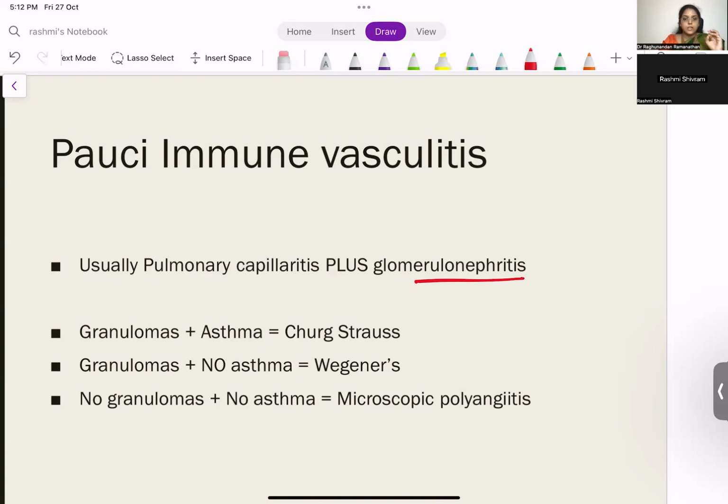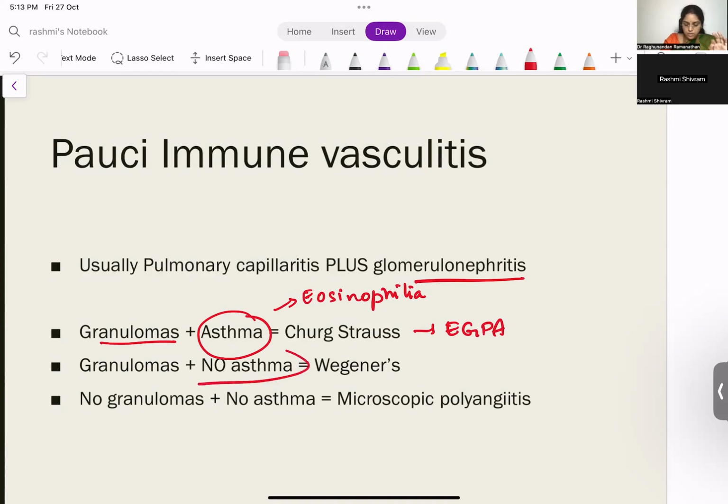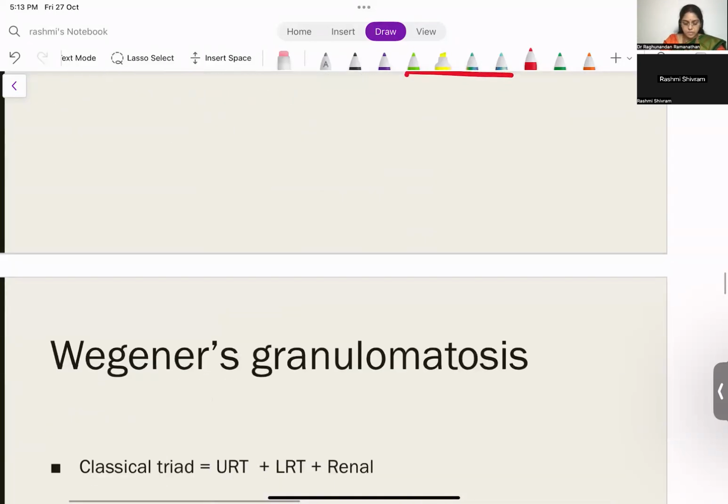So in this, there are three important topics. When the patient has granuloma plus asthma plus eosinophilia, that is Churg-Strauss or EGPA. When the patient has granulomas with no asthma but has lower respiratory and upper respiratory involvement, you will have Wegener's, which is GPA. When there is no granuloma and no asthma, you will have microscopic polyangiitis.